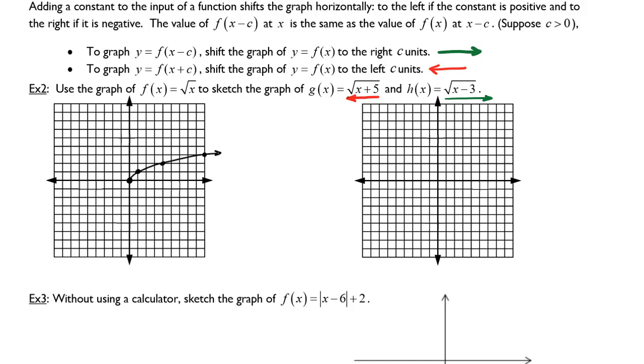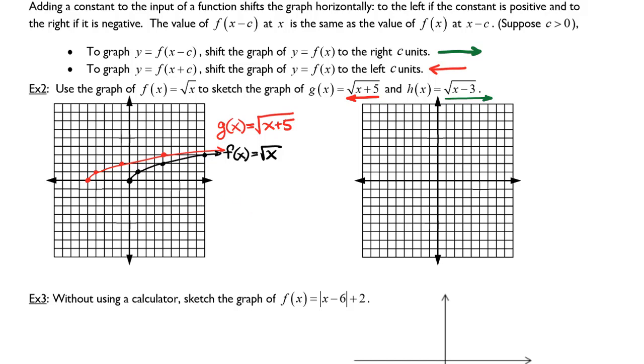Now I need to shift it to the left 5 units. This will give me g of x. Remember, this is f of x. If I shift it to the left 5 units, 0 will now be at negative 5, 1 will be at negative 4, 4 will be at negative 1, and 9 will be at 4. So g of x has been shifted to the left 5 units. It is the opposite of what you might expect when you're working with these functions.